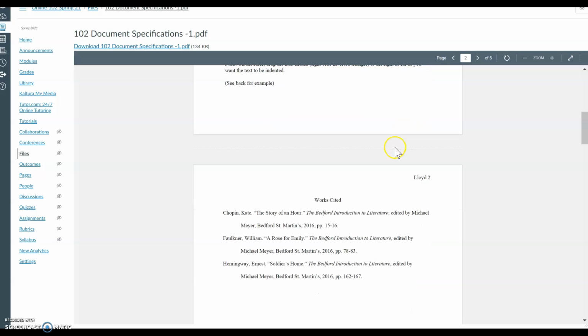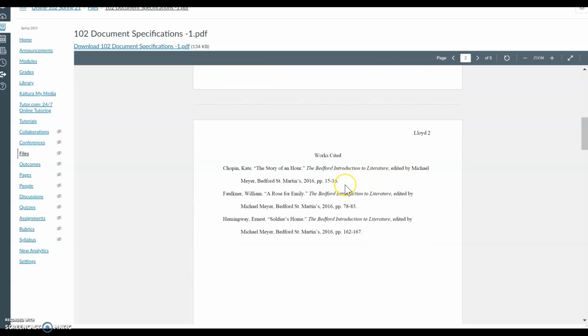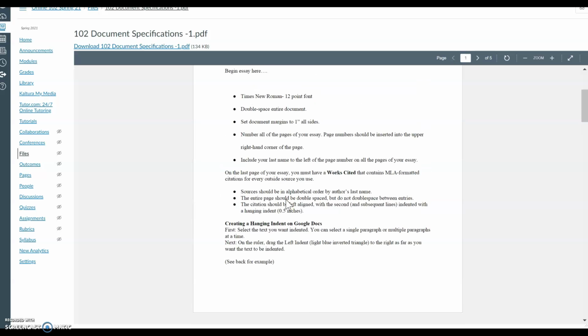Okay, so I did give you a little treat as well. For your very first CTE and for your very first paper, this works cited information is the correct citation information for your CTE. The Kate Chopin story here is the first citation. So for this particular essay, you can copy and paste it at the bottom of your CTE, and it's done correctly for you. And then this is also the first works cited page for your first essay, exactly as it is right now. So that's just a little treat.